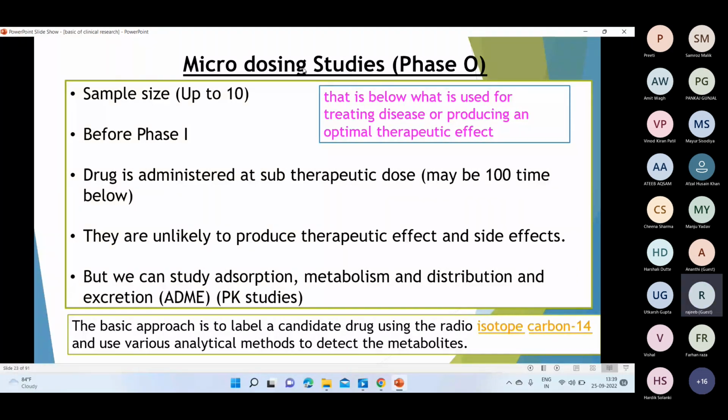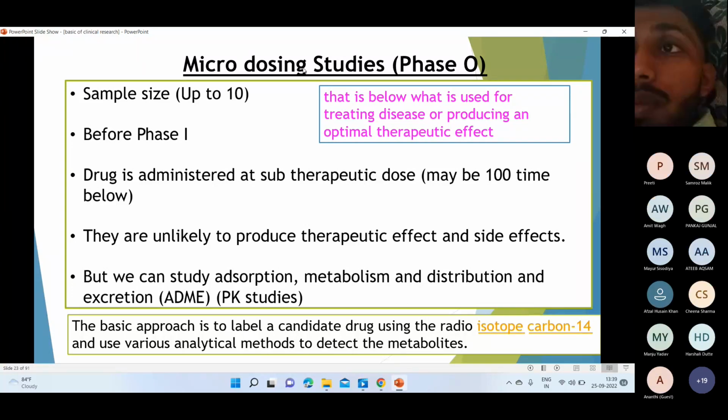So it's a relatively new concept, and it's called microdosing studies or phase 0 trial, and it is done in very small number of people. It is done in 5-6 people or at most 10 people. So it is done before phase 1 trial, and the drug is administered at subtherapeutic dose.